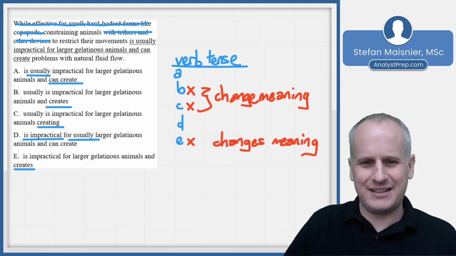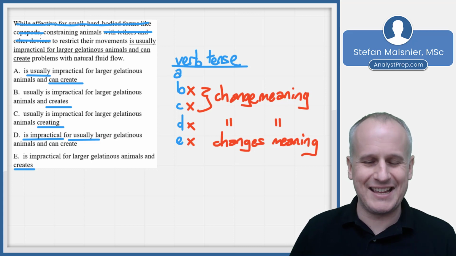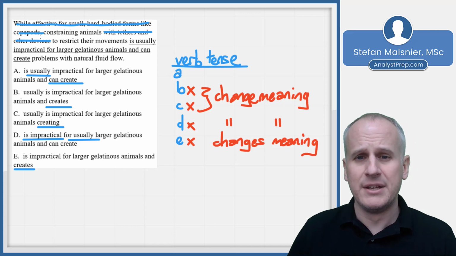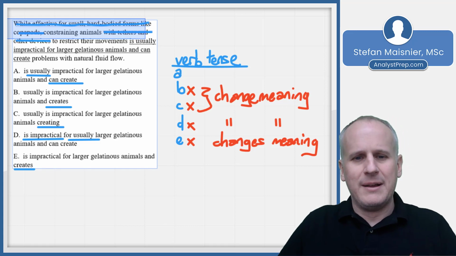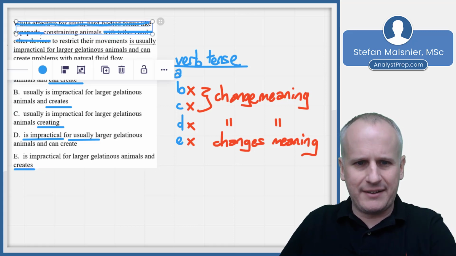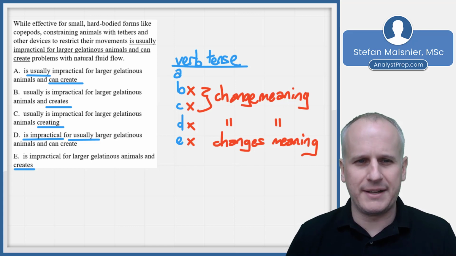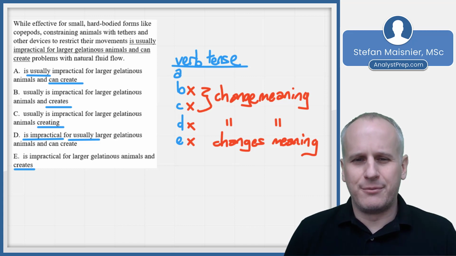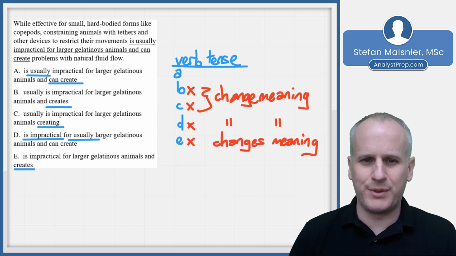can create, again, it's strange with that can create, but we know that D also changes that meaning because it's saying that it is definitively impractical as opposed to being usually impractical. So we'll reread choice A, once again, bringing in all of that information that we were basically overlooking to simplify our evaluations. And we say, while effective for small, hard-bodied forms like copepods, constraining animals with tethers and other devices to restrict their movements is usually impractical for larger gelatinous animals and can create problems with natural fluid flow.